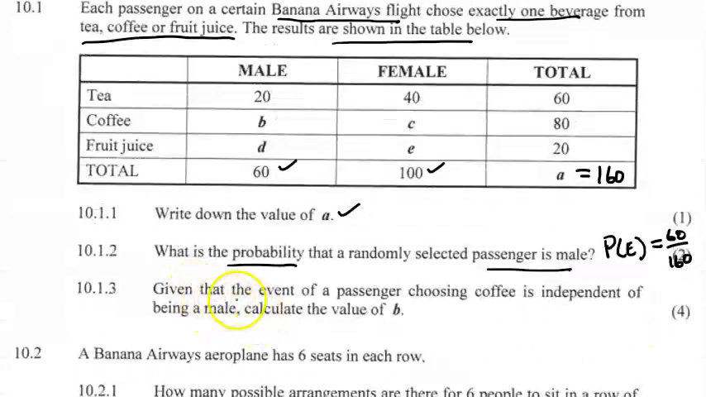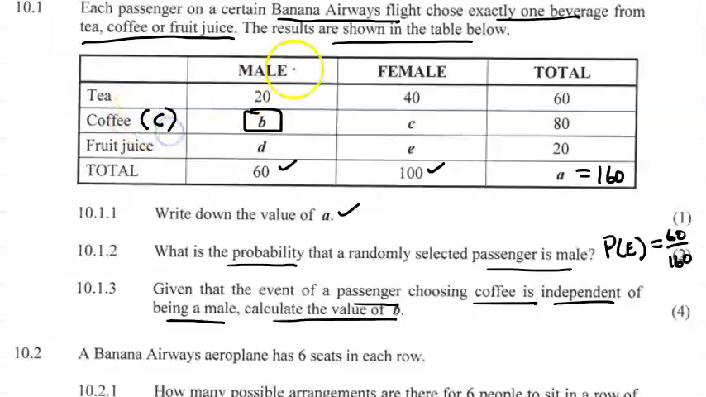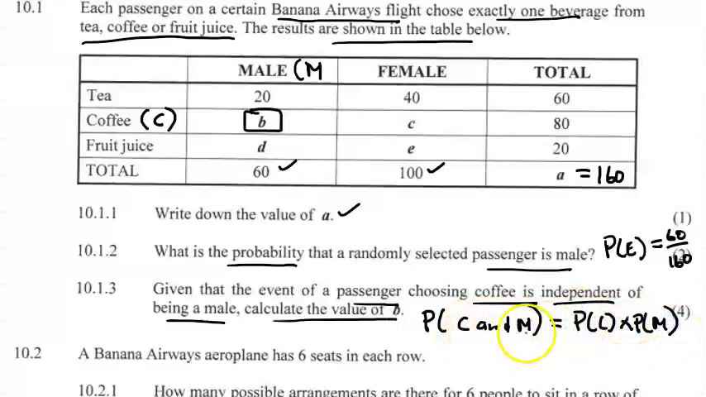Now it says here that given that the event of a passenger choosing coffee is independent of being a male, calculate the value of B. So they are telling you that coffee is independent of being male, and you want to calculate the value of B. There's B here. So let's look at coffee. Coffee, we'll call it C, and male, we'll call it M. The rule for independence is the probability of C and M must equal the probability of C times the probability of M. So if we substitute into this equation, we will be able to solve for B.